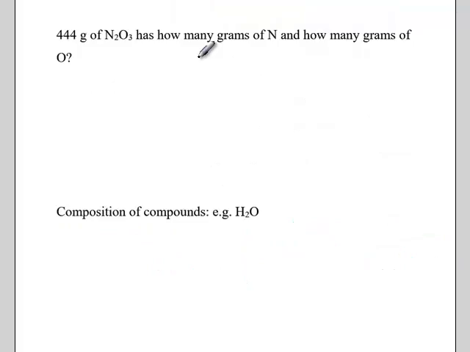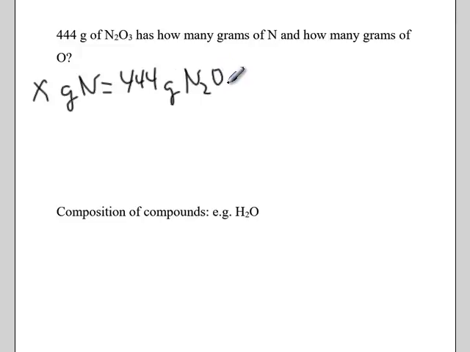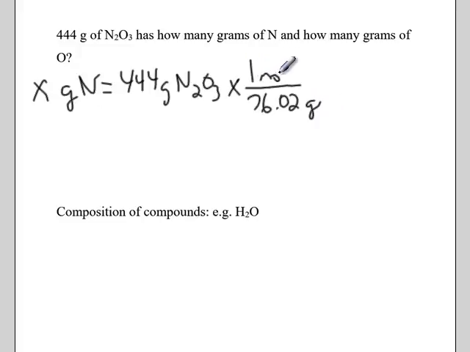We could also break that down by mass, if we wanted to know how many grams of nitrogen, how many grams of oxygen. So our unknown again, let's do how many grams of nitrogen are there in 444 grams of N2O3. Our first step, use the molar mass: 76.02 grams per 1 mole of N2O3. And this time we're going to do it a little bit differently. There are different ways that you can come up with the same answer.